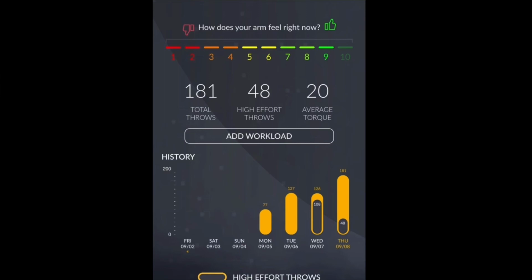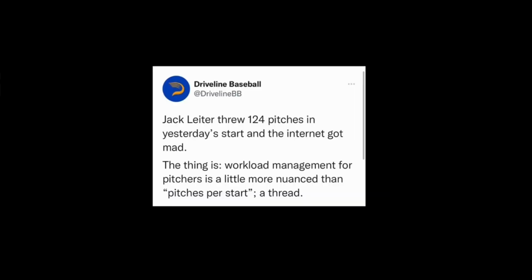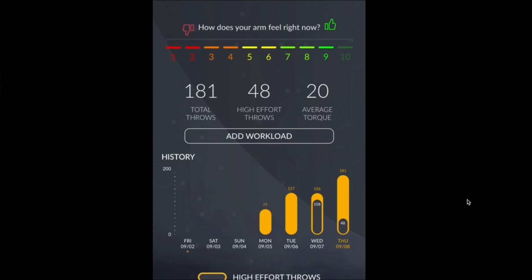All right, so now the next thing we're going to highlight is this tweet here: Jack Leiter threw 124 pitches in yesterday's start, and the internet got mad. We don't know Jack Leiter personally, but there's a lot of work done behind the scenes to be able to get to this pitch workload. He did a lot of work, and he understands what he needs to do week to week, month to month, day by day to be able to accommodate this workload.